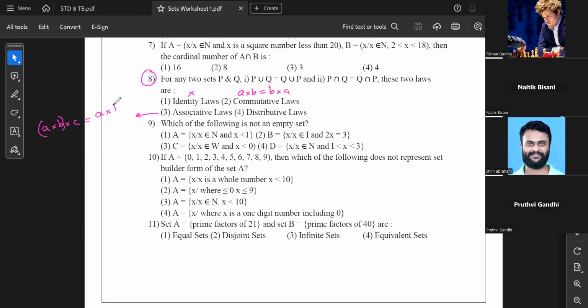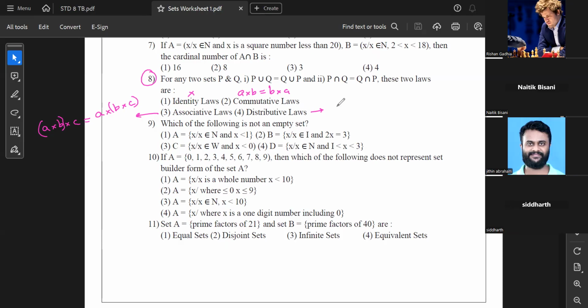Or you can multiply B and C first and then उसके आंसर को आप A से multiply कर सकते हो, that is also correct. So you apply any of these methods, you will be getting the correct answer. Therefore, that is called associative law.